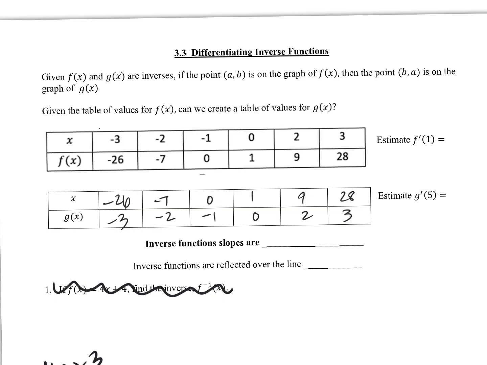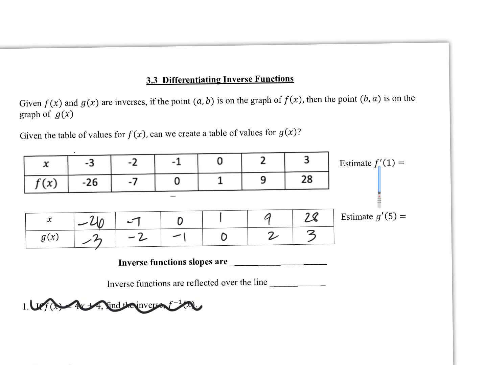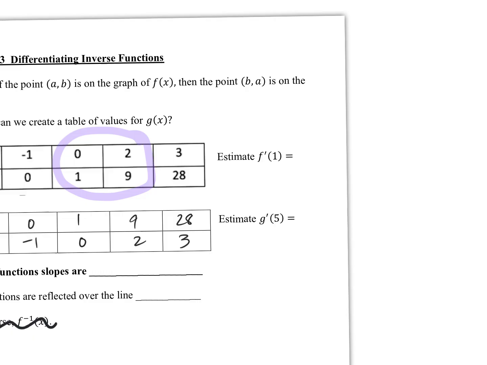I am going to amend our notes a little bit. Notice the things that I've crossed out, but we aren't there yet. What if I ask, what's the slope when x is 1 of my f function? They want us to just estimate. What minus what over what minus what? What's my slope going to be? 8 over 2, which is 4.